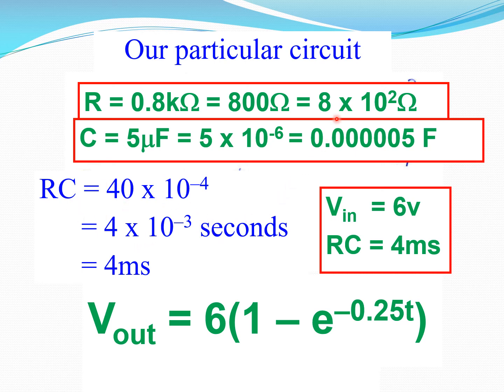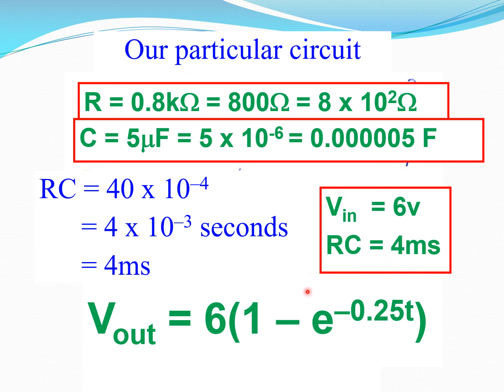So you're used to calculating the RC time constant. When we multiply these two values together, or you can take them in the scientific form, 8 fives are 40, 10 to the minus 6 by 10 squared is 10 to the minus 4. 40 by 10 to the minus 4 is the same as 4 by 10 to the minus 3. So the RC time constant is 4 milliseconds. So we're going to take our input voltage to be 6 volts, and we've now just figured that our RC time constant will be 4 milliseconds.